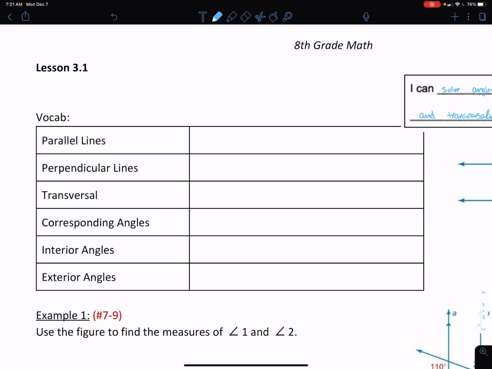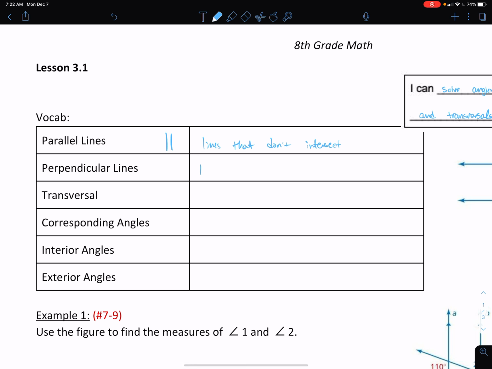Parallel lines. Right, so don't intersect means they never touch, right? Essentially, they never touch. Like this. Two lines are parallel.